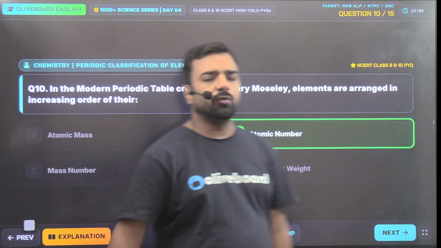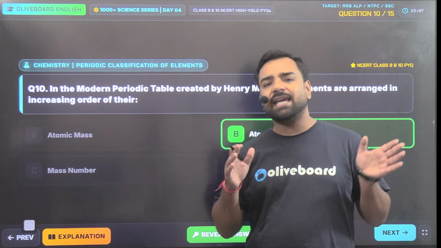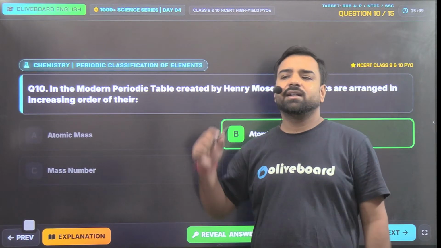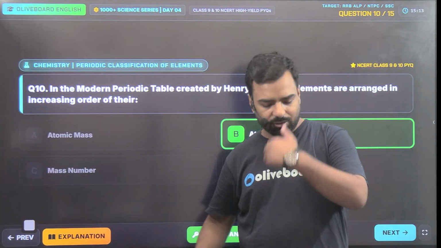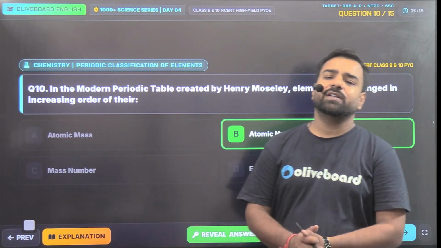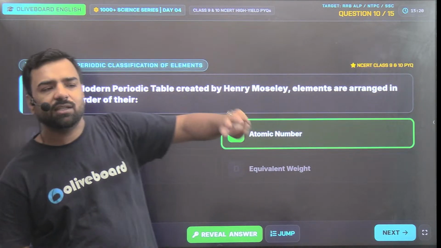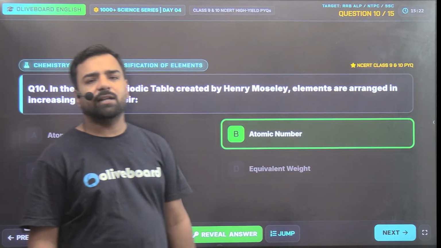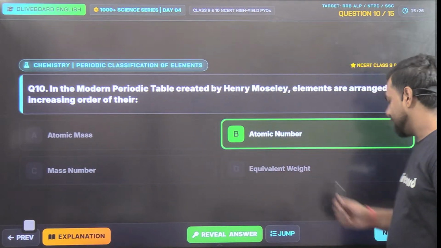So here we have a total of 118 elements. Every element is arranged in the increasing order of its atomic number. So hydrogen is atomic number 1, helium is 2, lithium is 3, then we have beryllium, boron, carbon, nitrogen, oxygen, fluorine, neon, sodium, and so on. So that's regarding the atomic number.